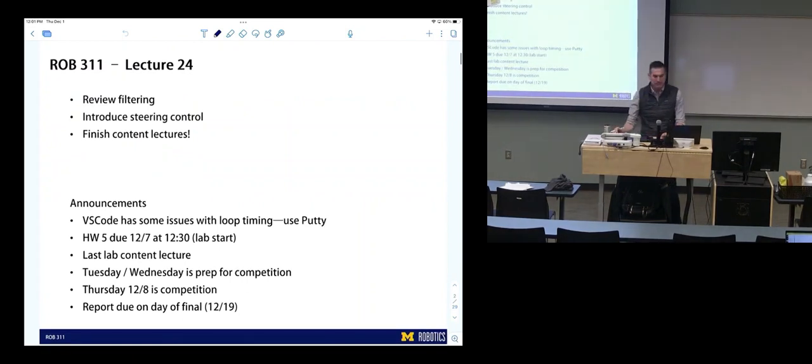So today, we're just going to review filtering, like we talked about last time. You guys have implemented that in the last few lectures slash labs when I was out. So I'm just going to go over the actual lecture content, make sure you're solid on some of the background and theory. We're going to do steering control, and that's it. That's the end of this class in terms of content. So I have some announcements to talk through.